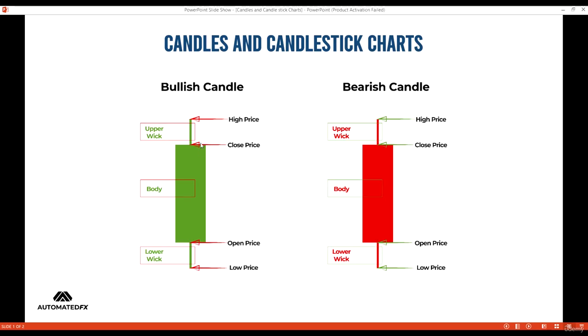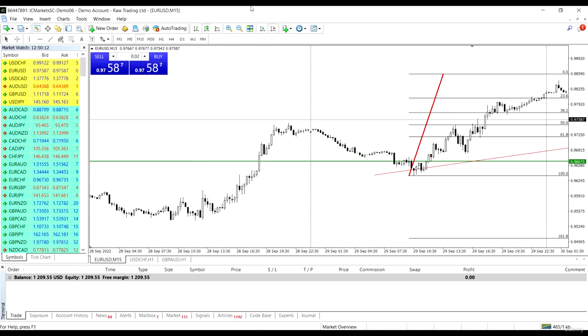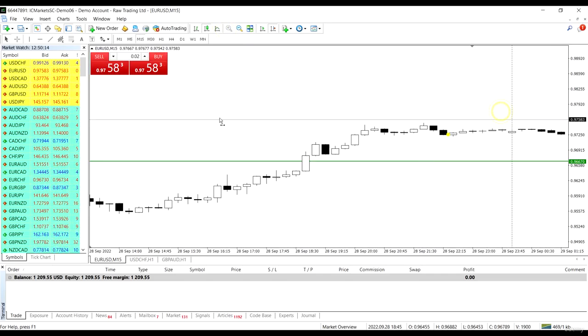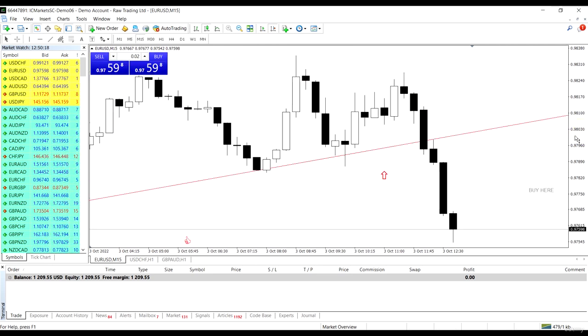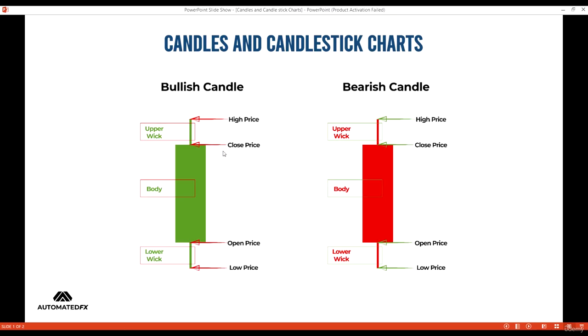What is a candlestick? Let me zoom in here so that you see what we have very well. Now this is a candlestick. There are two types of candlestick. We have the bullish candle or the buy candle, and we have the bearish candle or the sell candle.